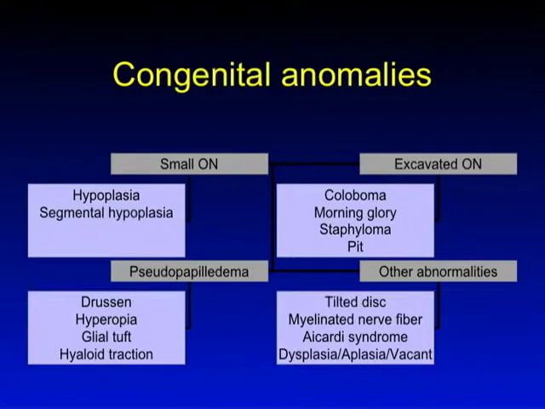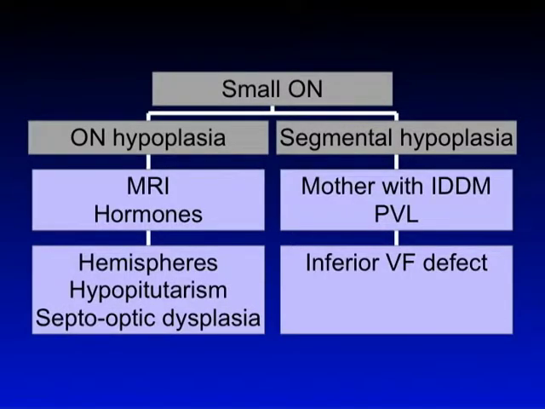Small optic nerve: we have hypoplasia, we're going to spend some time on that, and segmental hypoplasia. So, optic nerve hypoplasia. When you have an optic nerve hypoplasia, the most important is this. Not every patient needs to get an MRI, but if you have an optic nerve hypoplasia, every patient should at least get an endocrine workup to rule out hypopituitarism. Segmental hypoplasia, I have a picture of that, usually is the kid born of a mother with diabetes during pregnancy.